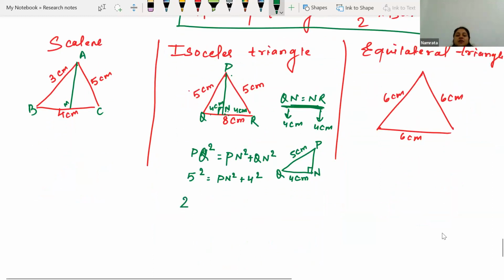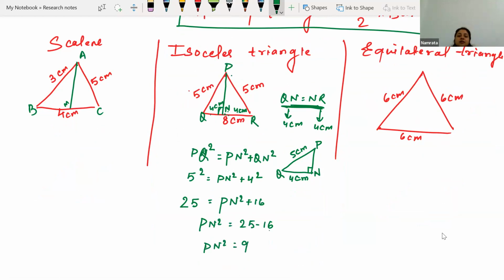So we will have 25 is equal to PN square plus 16. PN square will be 25 minus 16, that means PN square will be 9. And PN we got from here as 3. We wanted to find the height so that we can find the area of this triangle. Once we got the height PN as 3 centimeter, now we can find the area of the triangle using the area formula, that is 1 by 2 into base into height.